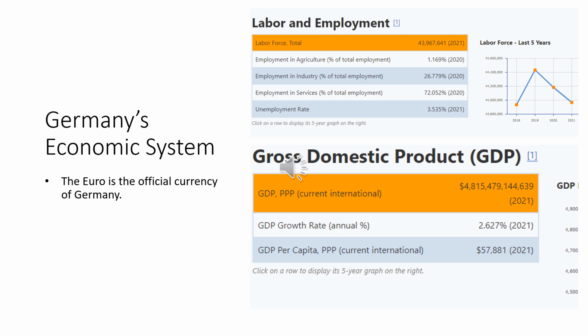If you go to the gross domestic product, the GDP for the current international rate looks to be about 4 billion, which is pretty good. Almost 5 billion, really, if we round it up. For the GDP growth rate, and this is an annual percent, you're looking at like 3%. And for the GDP per capita, you're looking at, may as well say, 58,000 per person.